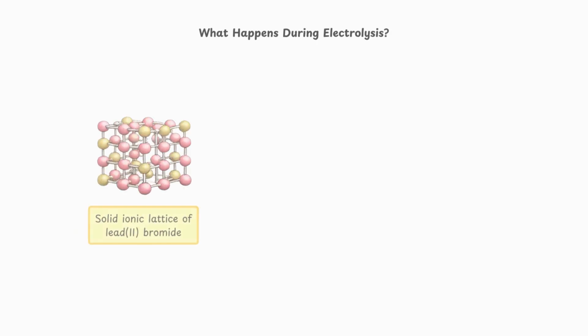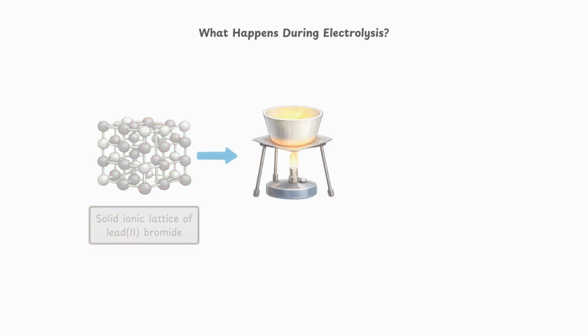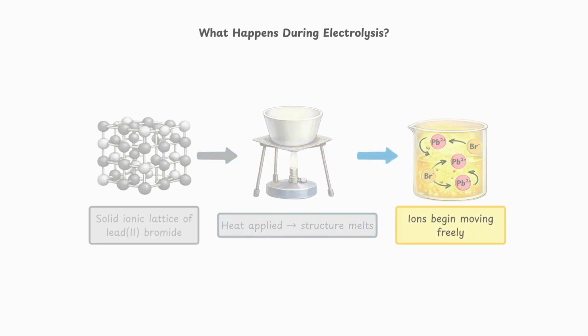A binary ionic compound contains two elements held together by ionic bonds. When an ionic compound is heated above its melting point, it becomes molten. In this molten state, the ions can move freely. Because charged ions are moving, the liquid can conduct electricity. This allows electrolysis to occur.